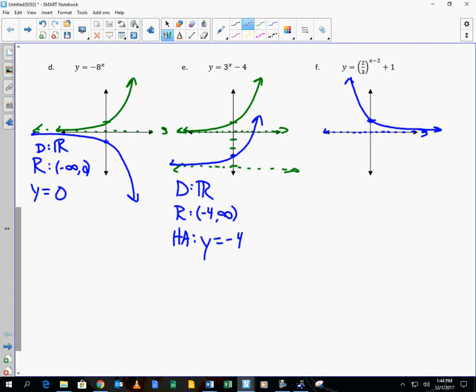Right, 2. So let's think about that. Would you like to start with the point or the asymptote? You tell me. Okay, the asymptote. If I move the asymptote right 2, does that change it at all? It doesn't. It's already horizontal, so moving it horizontally doesn't change it. Does the plus 1 change it? Yeah, it moves it up 1 unit, right? So my horizontal asymptote becomes y equals 1.